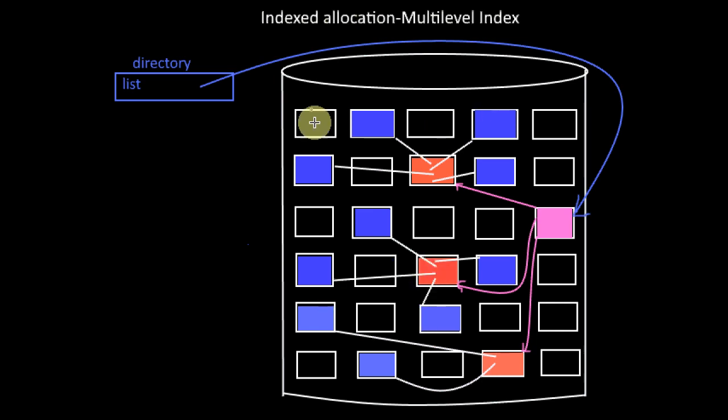This is called multi-level indexing. Here we have just 2 levels, one outer level of index table, then an inner level of index tables, and those index tables will be pointing to the actual disk blocks. Similarly, we can have many more levels.